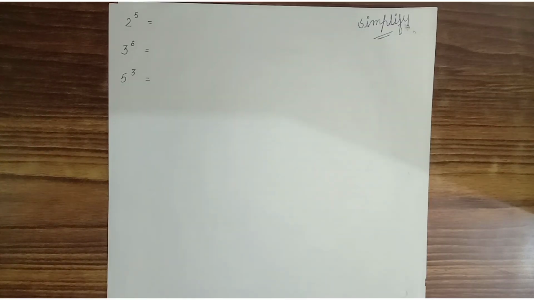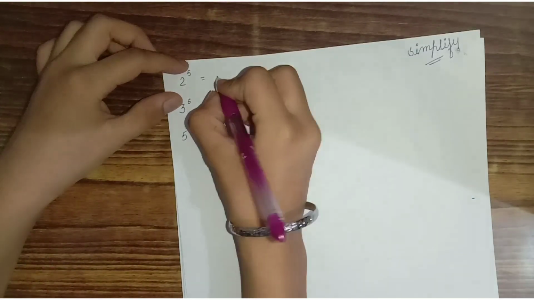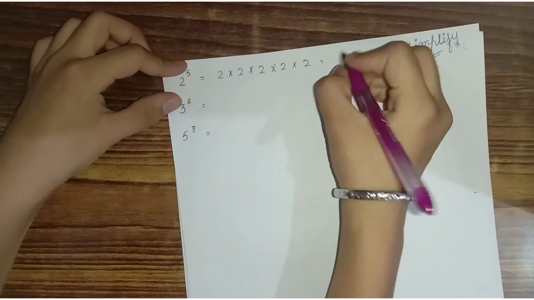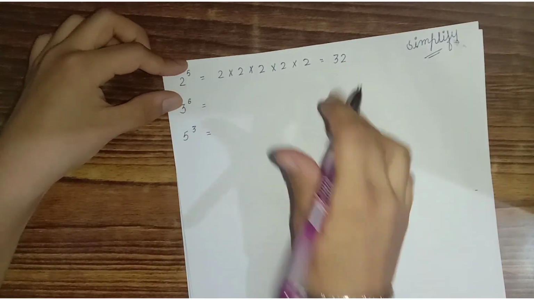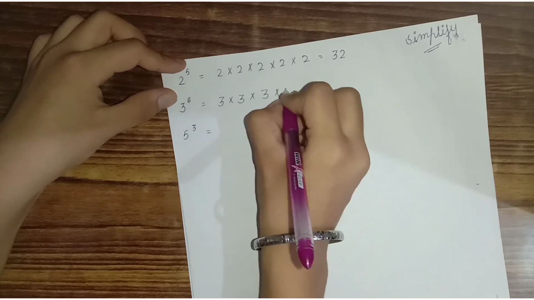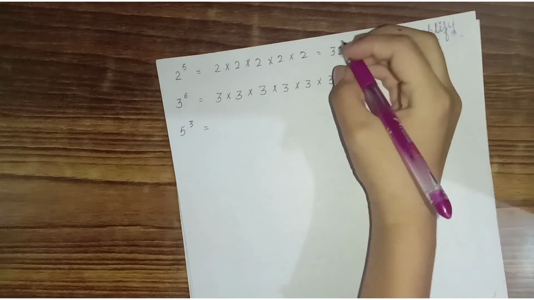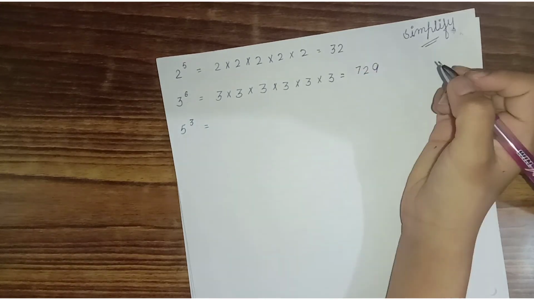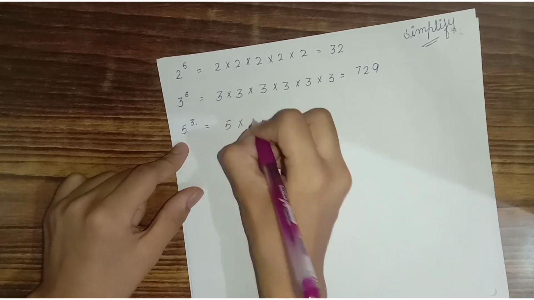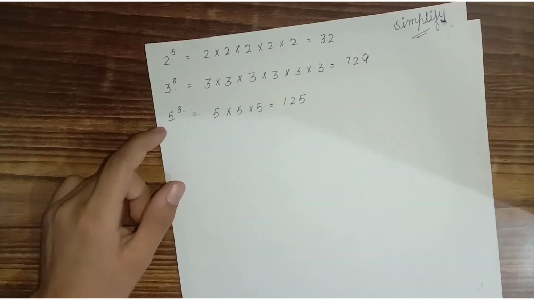Okay. Now friends, if you want to simplify such numbers, what will you do? 2 raised to the power 5 we can write as 2 into 2 into 2 into 2 into 2. The answer will be 32. So like this you have to simplify. Let's take this example: 3 into 3 into 3 into 3 into 3 into 3. It will be equivalent to 729. And if you want to simplify 5 raised to the power 3, it will be 5 into 5 into 5, which is equivalent to 125. So like this you have to simplify.